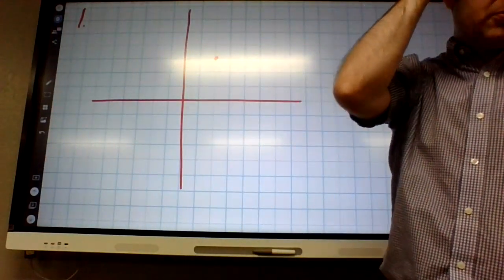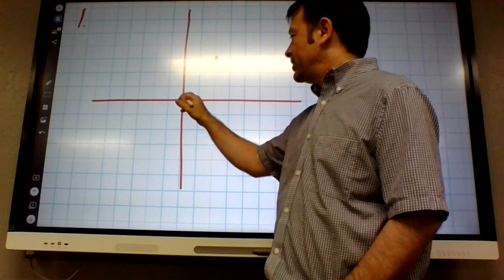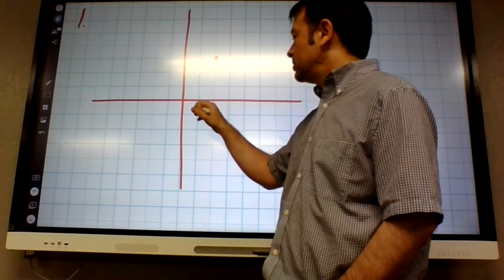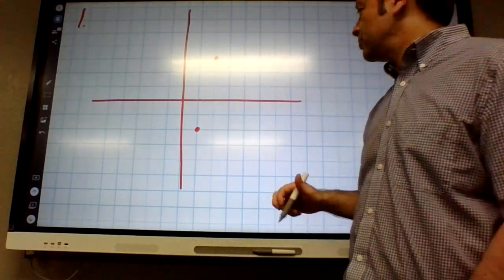(2, 3). Where's (1, -2)? We start at 1, and then go up, negative goes down. Right, 1, down 2.